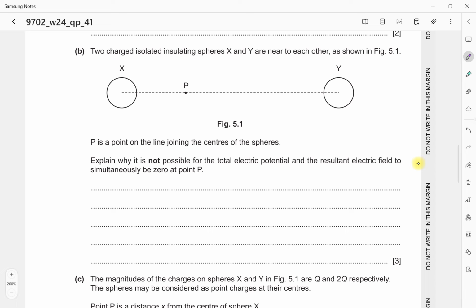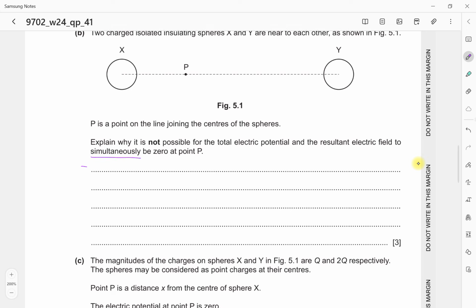Two charged isolated insulating spheres X and Y are near to each other as shown in the figure. P is a point on the line joining the centers of the spheres. Explain why it is not possible for the total electric potential and the resultant electric field to simultaneously be zero. They can't be zero at the same time. The reasons are very simple. Number one, if the potential is to be zero, one charge must be positive, another one must be negative. And yet, if the electric field strength is to be zero, both charges must be either positive or both charges must be negative. And charges cannot be both positive and negative at the same time.